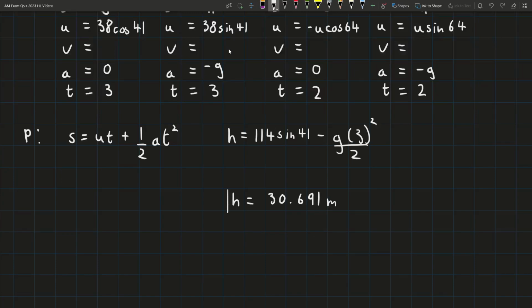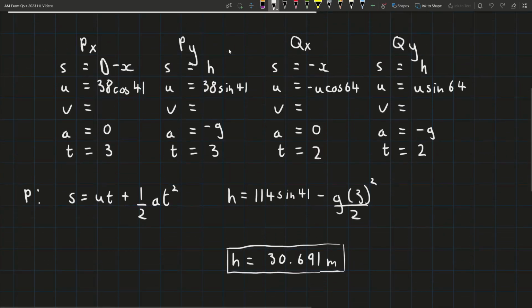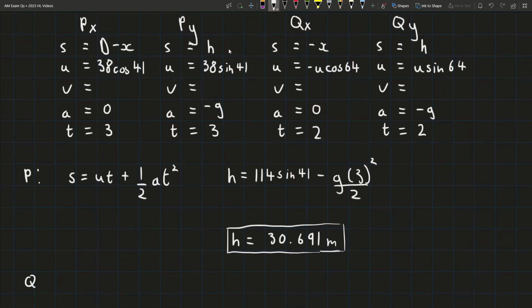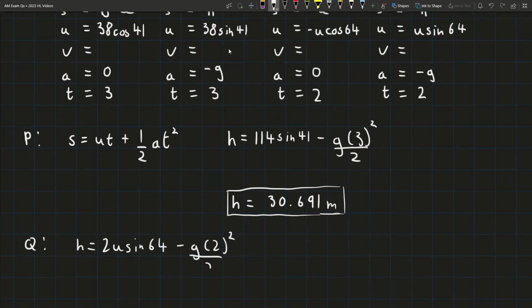So we now know what h is, and we can use that in the other y equation. If we go for Q in the y direction, we're going to use the same equation. So we're going to have h equals ut, so that's going to be 2u sin 64, and then minus g times t squared over 2, where t is 2.